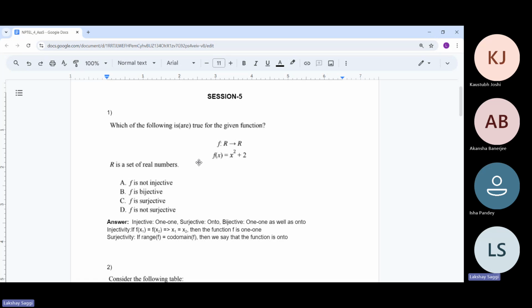Okay, yeah, this is the high level idea, but let's just go into this question. In this question, we are given that f of x equals x squared plus 2. Now first we check for injectivity for this function.